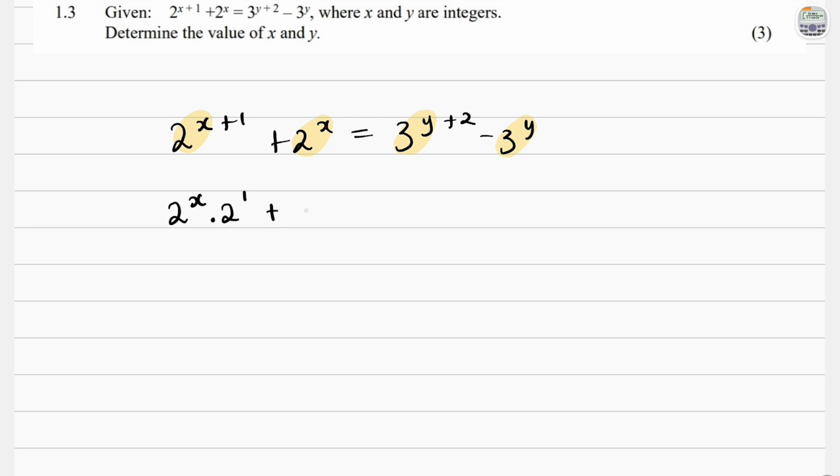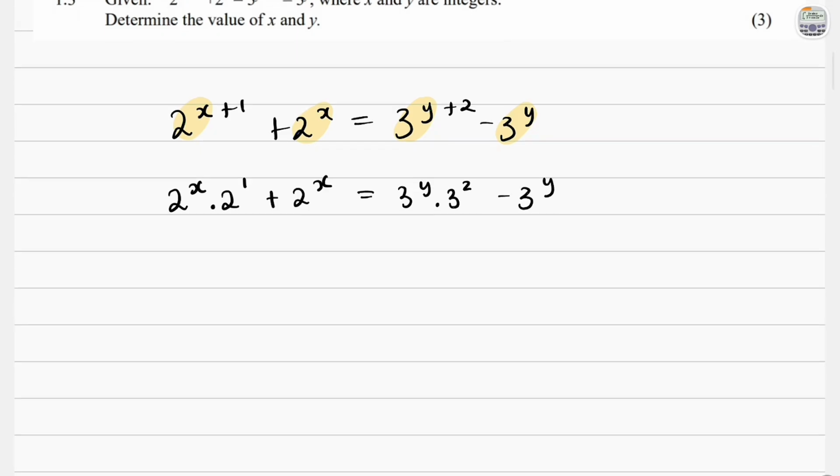And so we have here plus 2 to the power of x. And so now you see in this part of the equation, you can see what is common between these two terms. Okay, so this is equal to 3 to the power of y multiplied by 3 to the power of 2 minus 3 to the power of y. Okay, let's take out the common factor.